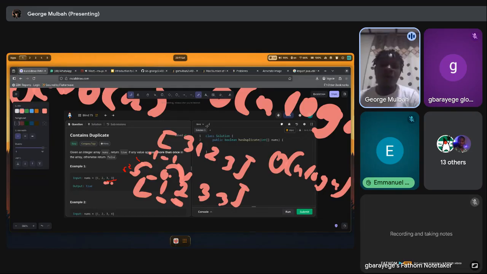But what if you are given a huge array? You are given a very huge array, like millions of elements. You're trying to sort the array, you have to wait for Java to sort the millions of elements before you can do the linear search. So it was what he came up with.